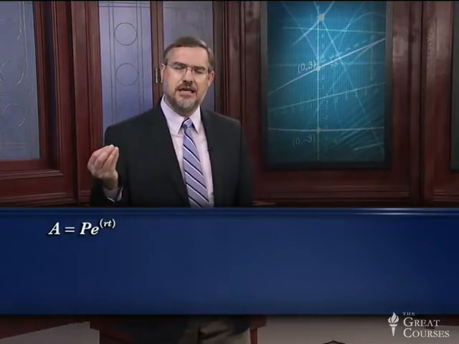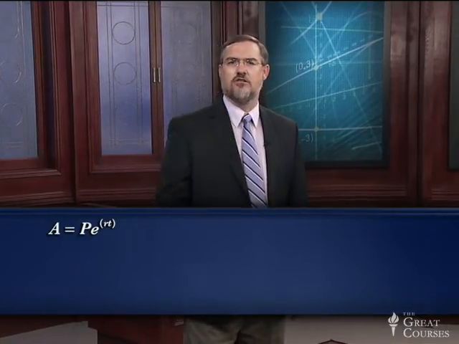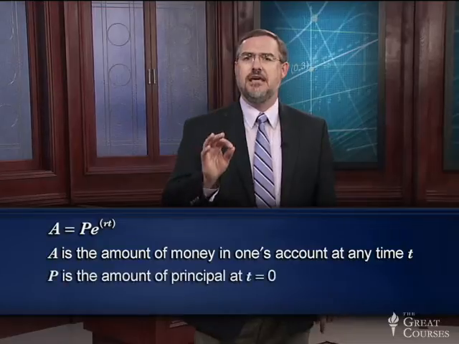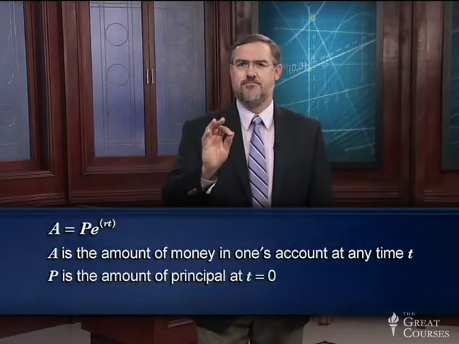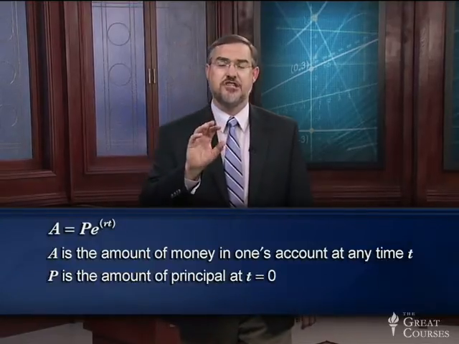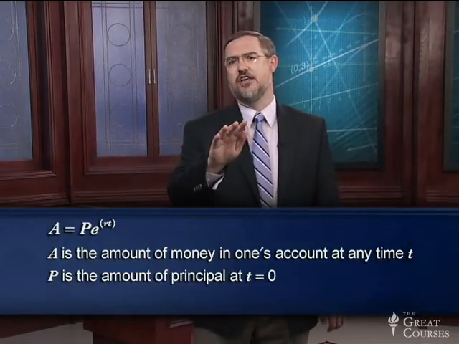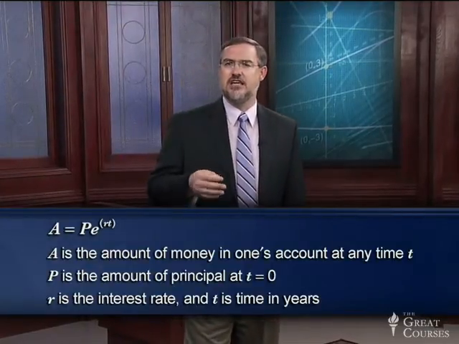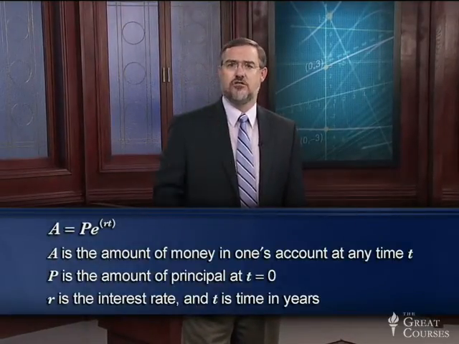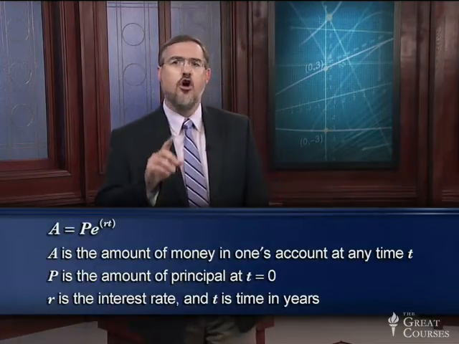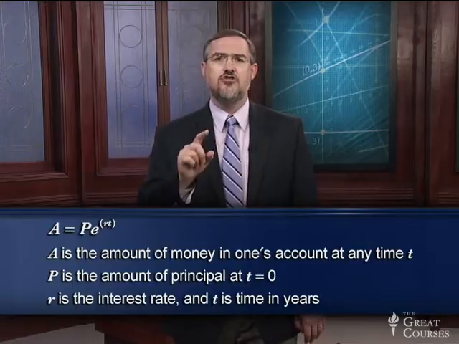A equals P times e to the rt, where A is the amount of money in one's account at any time t, P is the amount of principal, so it's the amount you put in initially or when the time t was equal to 0 when you started the account, r is equal to the interest rate, and t is the time in years.